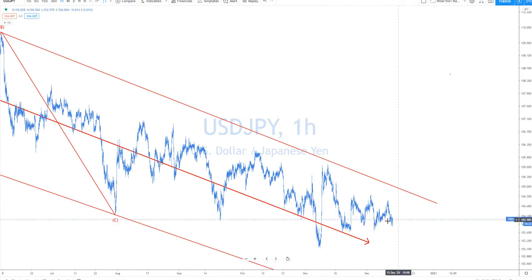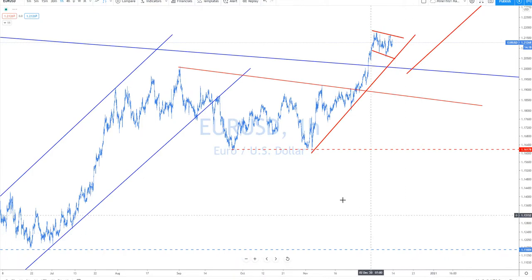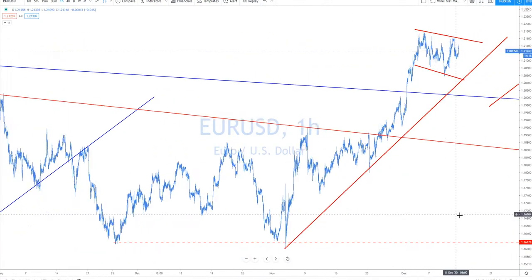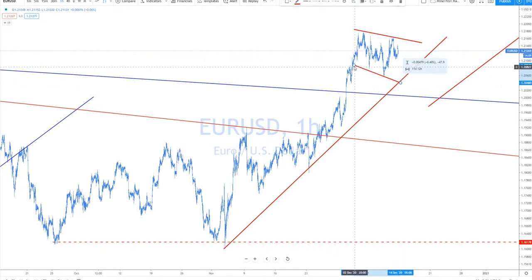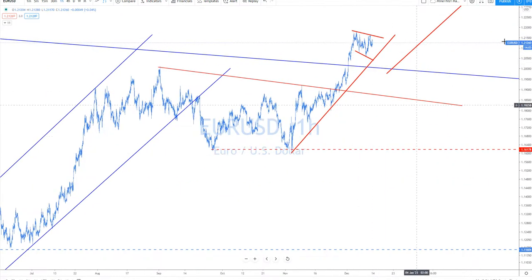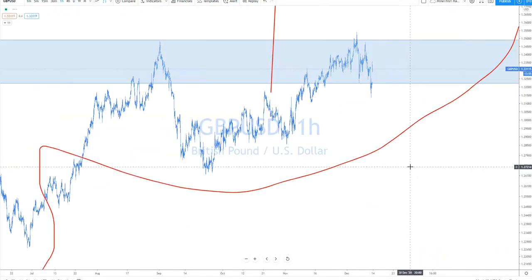US dollar, Japan doing nothing. Euro USD is building a nice little bull flag. Now, this violates price here a little bit, but I'm not too worried about it. It looks like a nice little high base here as well. So high base and then boom, one more up. That's good if you're a bull.